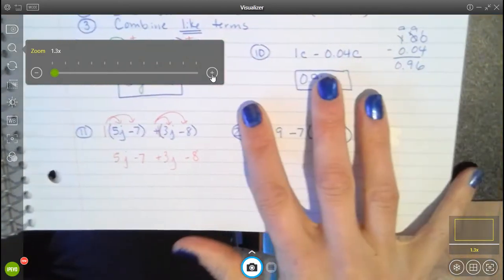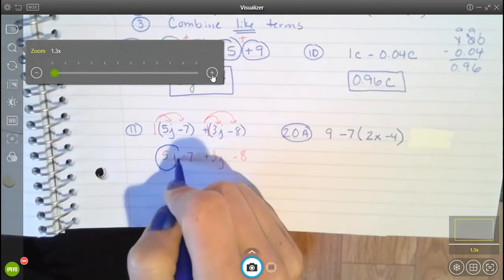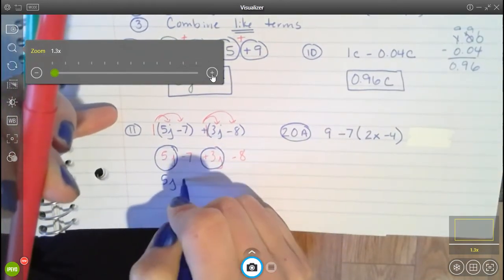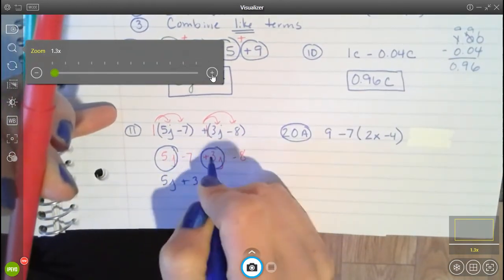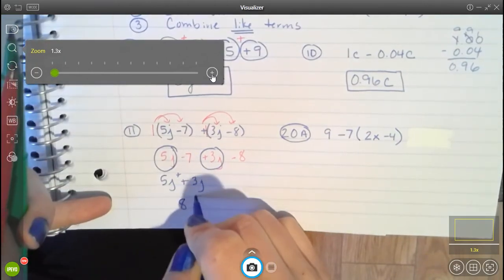Okay, so I've distributed. It was only a 1, so it didn't really affect much. And now I'm going to combine my like terms. These 5j's and these 3j's I'm going to add together. 5j and 3j. I am adding those, and they're both positives, which gives me 8j.